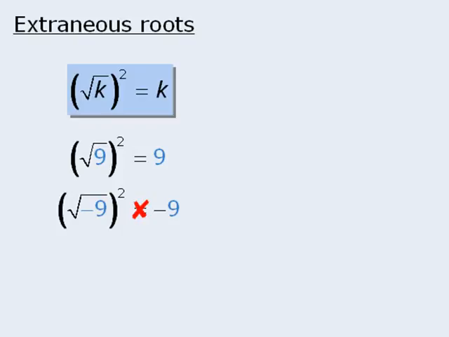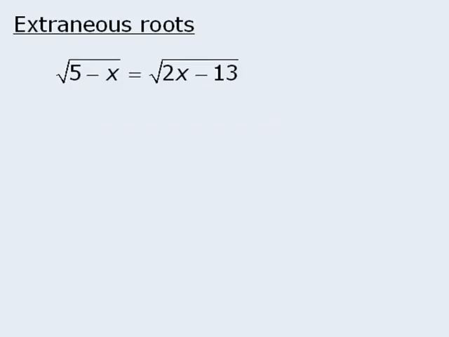So we need to modify our rule such that we restrict the values inside the square root to be greater than or equal to 0. The important point here really is that equations involving square roots can sometimes have extraneous roots, so we need to watch out for them. Here's how we do this.